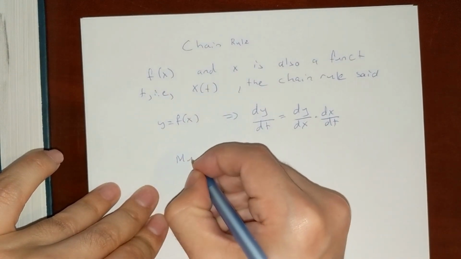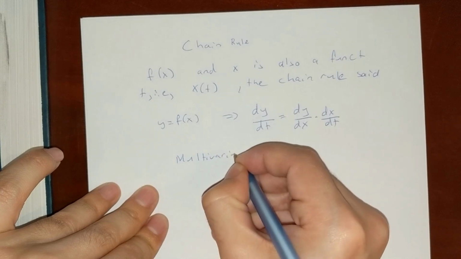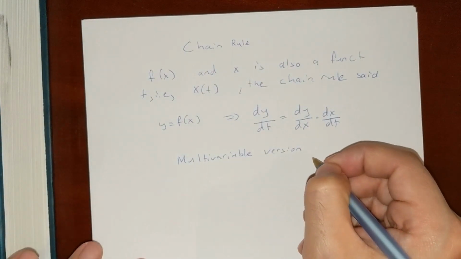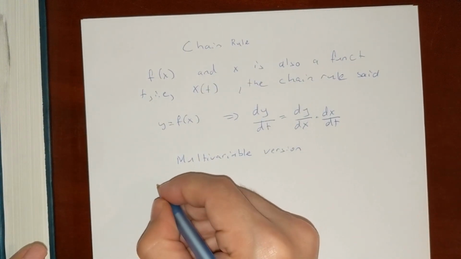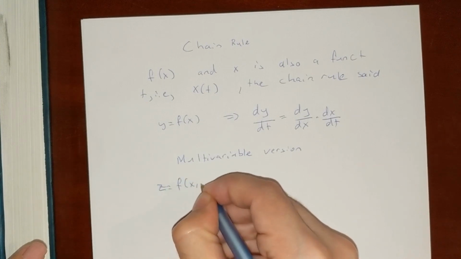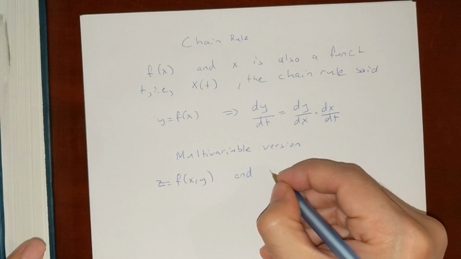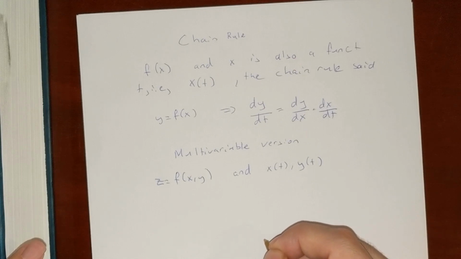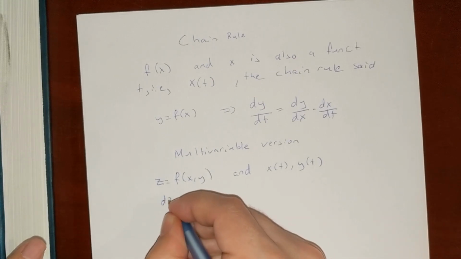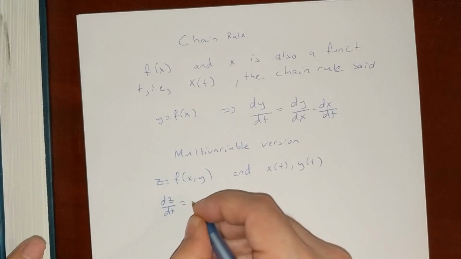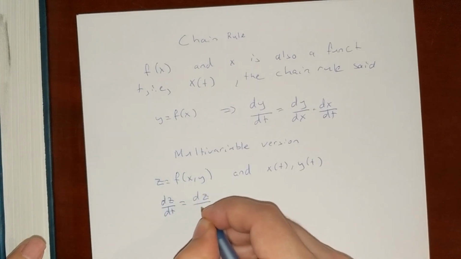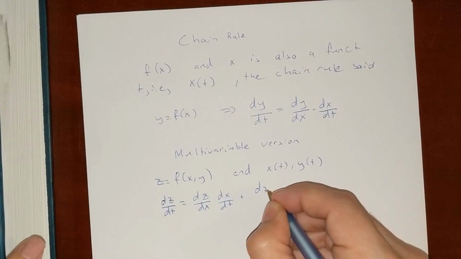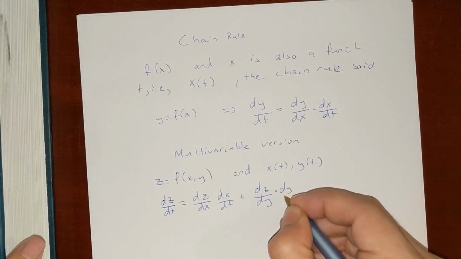So the multivariable version is similar, but this time we have more variables. Let's say we have a function z equals f of x, y, and x is a function of t, and y is a function of t. Okay? If we want to do dz/dt, we would have to do dz/dx times dx/dt plus dz/dy times dy/dt.